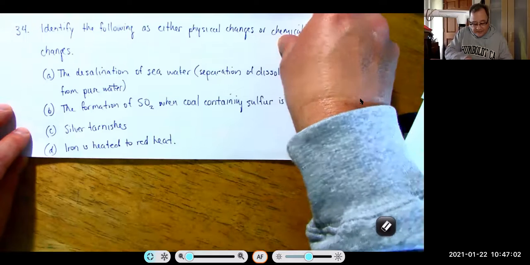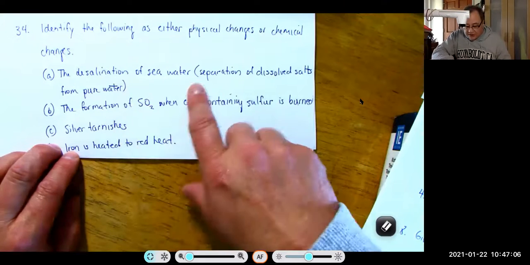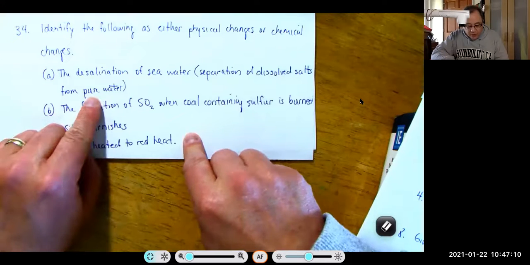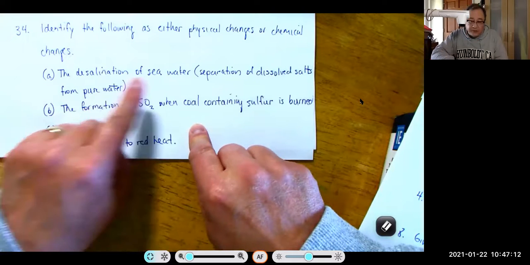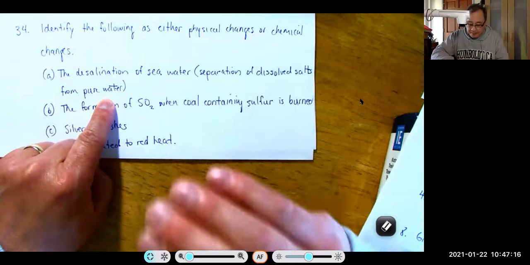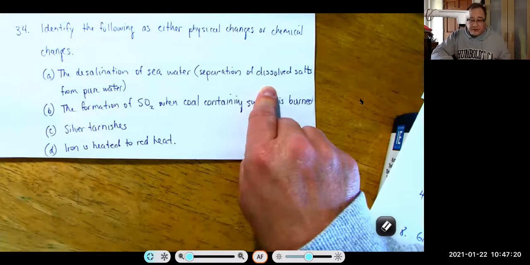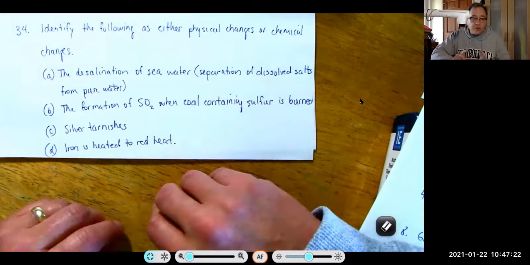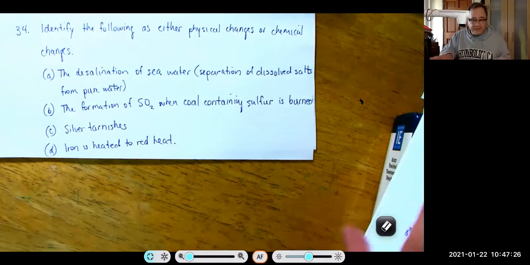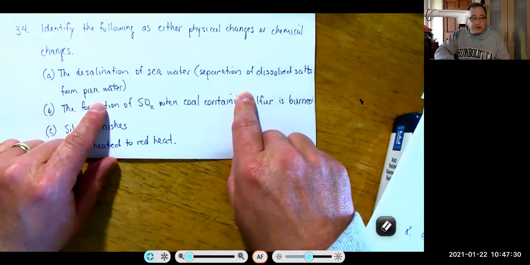There we go. The desalination of seawater, separation of dissolved salts from pure water. So when we do this, are we changing the water in the seawater into something else? No, it's still water. Are we changing the dissolved salts into different dissolved salts? And the answer is no. We're not changing anything into something else. We're just separating them. And in fact, this is how people who live near the ocean used to get salt.